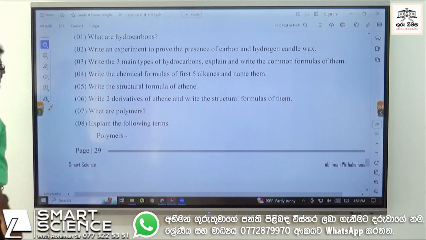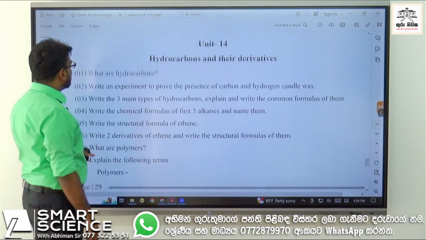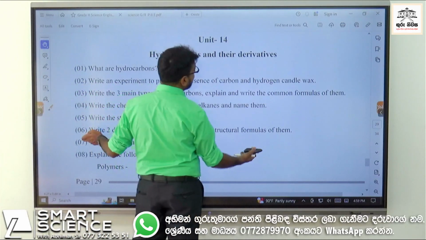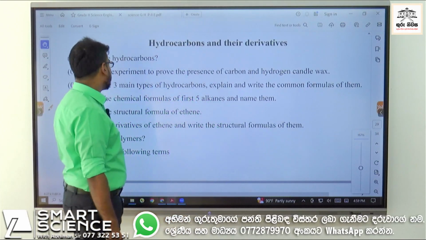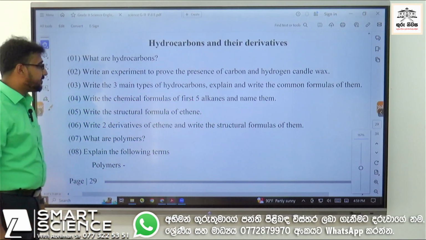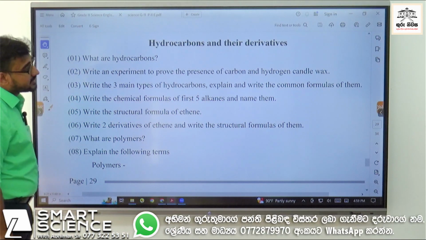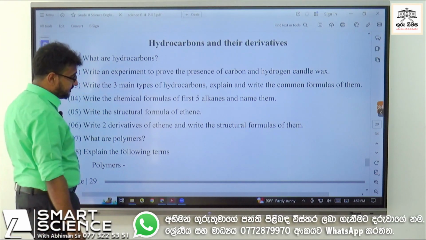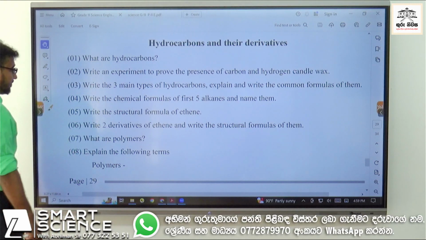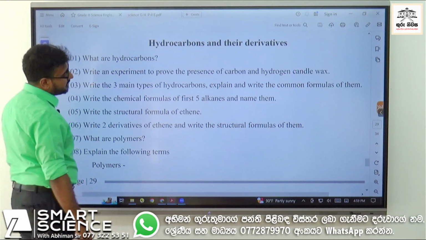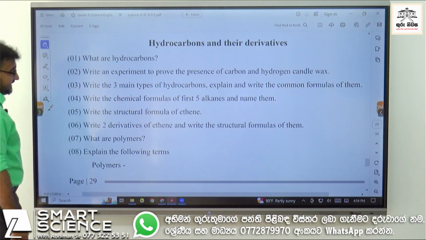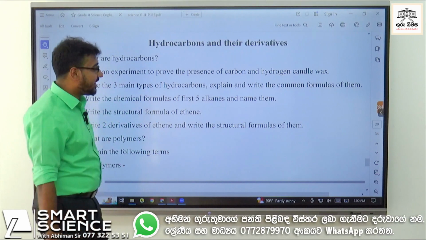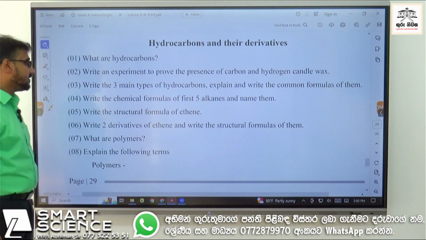Right. So today, what are hydrocarbons? Write an experiment to prove the presence of carbon and hydrogen in candle wax. Write the three main types of hydrocarbons. Explain and write the common formulas of them. Write the chemical formulas of the first 5 alkanes and name them. Write the structural formula of ethene. Write two derivatives of ethene and write the structural formulas of them.